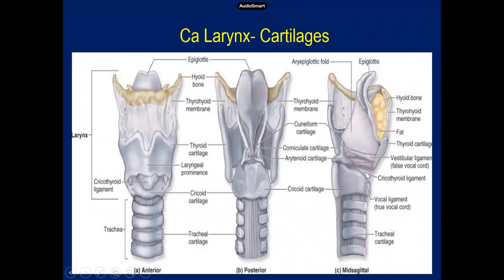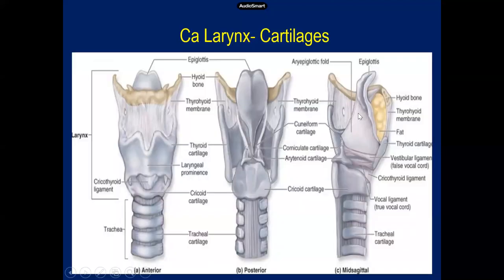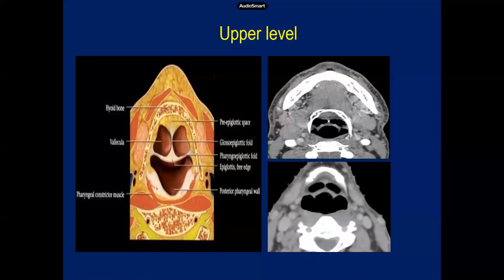Now I'm coming to the core of it. There are two other membranes. One is the quadrangular membrane, the other is the conus elasticus. I will show you at the end; there are pictures for that. Okay. So coming to how to read a normal CT scan of the larynx, that is very important. First of all, you should understand whether it is at the supraglottic, glottic, or subglottic level. We have seen thyroid cartilage, cricoid cartilage, and arytenoid, and how we are going to see these cartilages in the CT scan, that is the first and foremost thing.